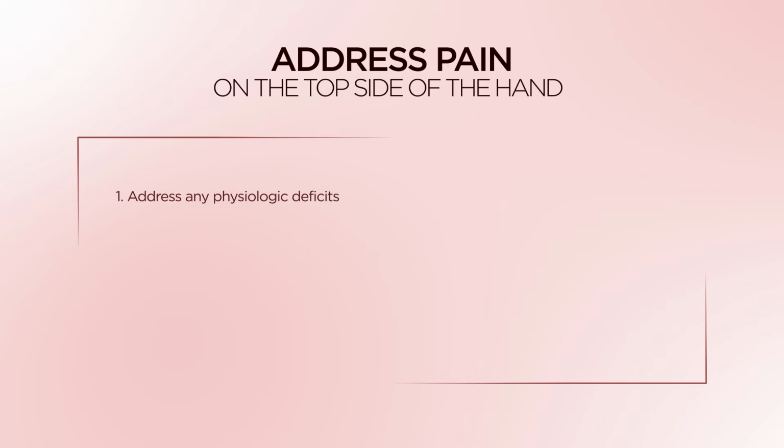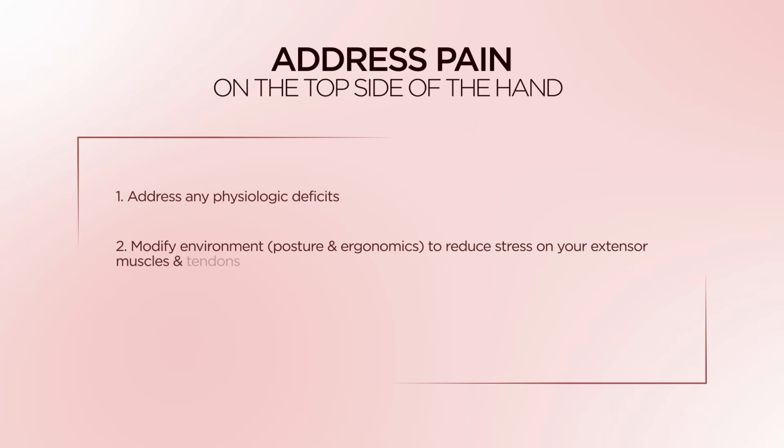So as a quick overview, to address pain on the top side of your hand, it requires you to address any physiologic deficits. Then you need to modify your posture and ergonomics or your environment to reduce stress on your extensor muscles and tendons. And of course, you have to improve your understanding of pain and confront psychosocial drivers to pain. Now, I do want to touch a little bit about flare-ups.